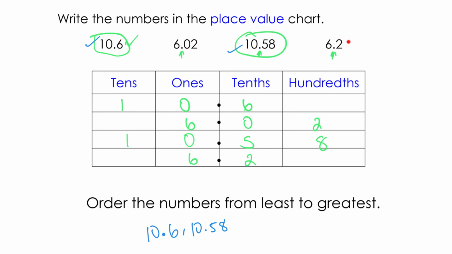And now we have 6.02 and 6.2. Both start with a 6, so we're good. So we look at the digit following the decimal. This is a 0, this is a 2. This number is larger. So 6.2 and 6.02. And I just realized that it says least to greatest, and I did greatest to least. So let me just correct my mistake by changing the question. There you go. There's always a solution.